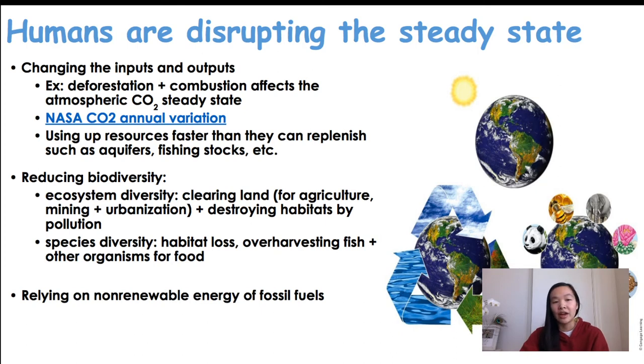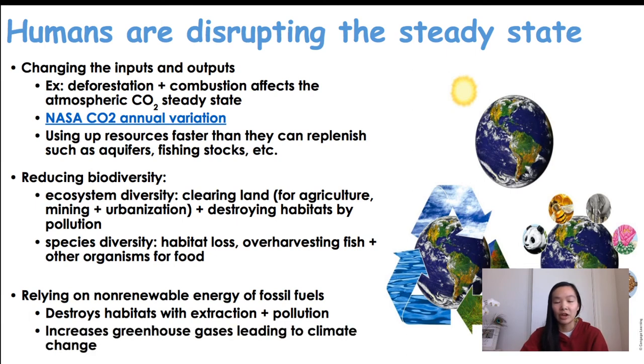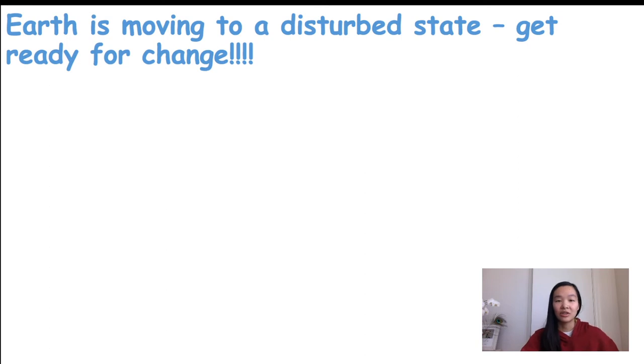The third big thing that we're doing is we're relying on non-renewable energy sources in the form of fossil fuels. We'll talk more about non-renewable energy, but basically, using non-renewable energy ends up destroying habitats, because fossil fuels are buried underground, and the way to extract them is you have to dig them out of the ground. The process of getting those fossil fuels requires you to clear land, you end up destroying some of the habitat, and it causes pollution, and it contributes to climate change by increasing the amount of greenhouse gases in the air. So these are some of the big ways that we are disrupting the Earth's stability. And because we are disrupting the Earth's steady state, the Earth is moving into a disturbed state.